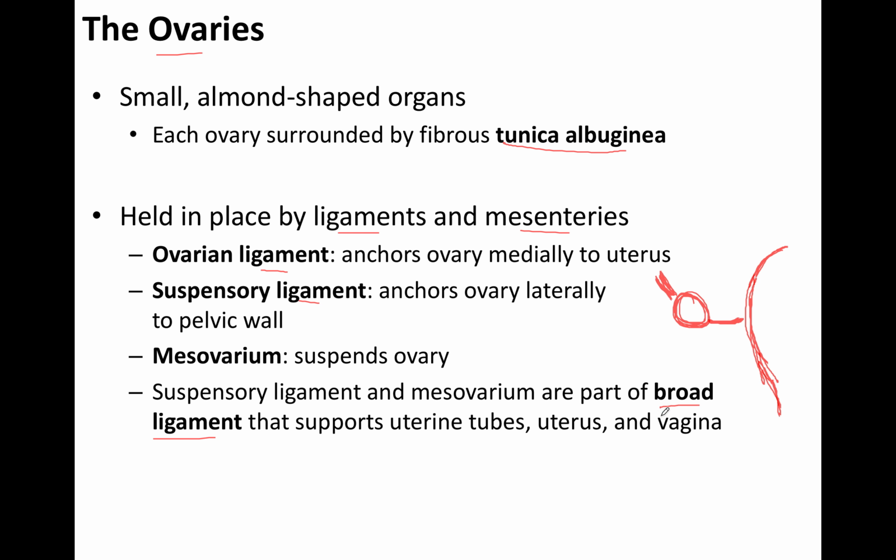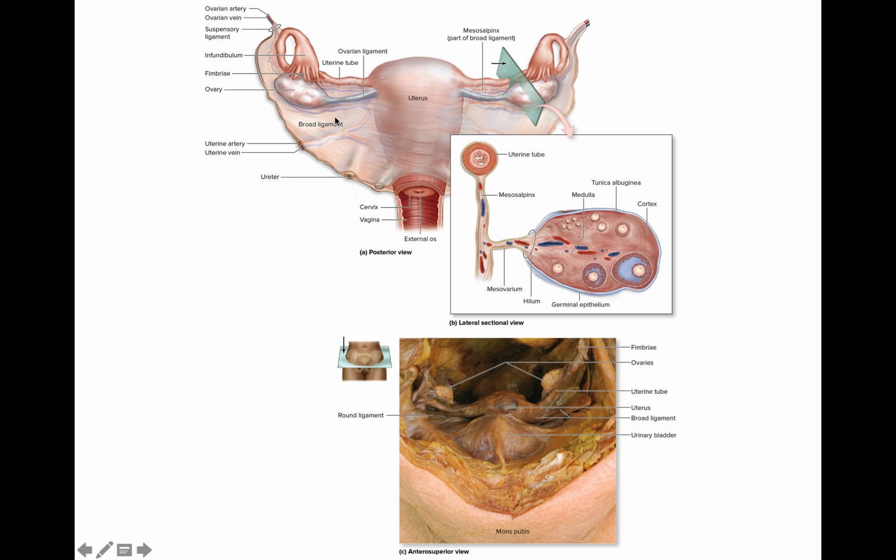Then, to make sure all of that gets suspended correctly, you're going to have a broad ligament. So the suspensory ligament and the mesoovarium are part of this. Basically, you have a connective tissue sheet here, like this, creating a broad wing that holds the ovary in place. The mesoovarium is up here. The broad ligament is the whole entire wing. Okay? So let's look at that.